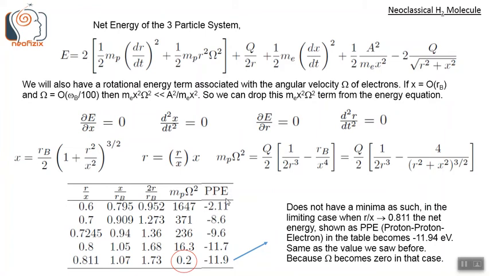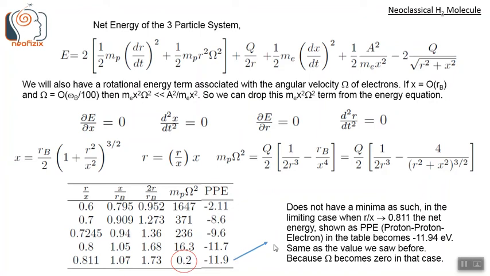the net energy shown as pp, that is the proton, proton, electron, this three particle system, the net energy in the table shows minus 11.94 electron volt. This becomes minus 11.94, which is same as the value we saw earlier. This happens because omega becomes 0 in that case. So we can see this mp omega square is quite low, 0.2. So in the limiting case, this becomes 0. Mp omega square becomes 0.